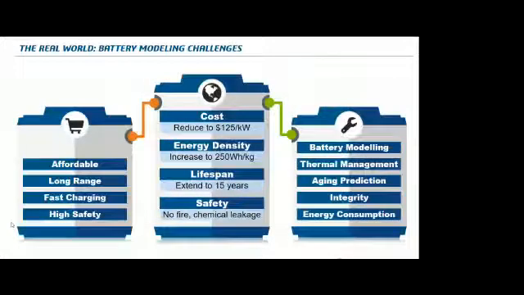So what happens in the real world is that if you take a battery, the simulation that you want to do on the battery ultimately depends on the requirements. And what are those requirements? We want the batteries to be affordable, long range, fast charging, and of course safe. It shouldn't catch fire during a mishap or an accident, right? The requirements translate to specifications: cost to be reduced or a target cost that we want, energy density to be increased, lifespan to be extended, safety to be assured, and so on.